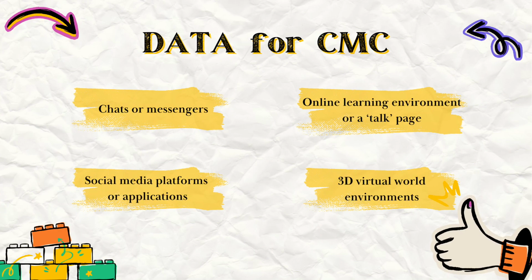Next, as shown on the slide, I have found that there are 4 kinds of sources that can be used for CMC: chats or messengers, online learning environments or talk pages like an online study group, social media platforms or applications, and 3D virtual world environments like 3D simulated games, better known as VR. But of course, like any other data collection technique, CMC also has its data limitations, which is anything that doesn't have a digital form, like face-to-face interactions without the use of digital media, written texts that are not scanned or recorded, and activities that are not captured by digital devices.